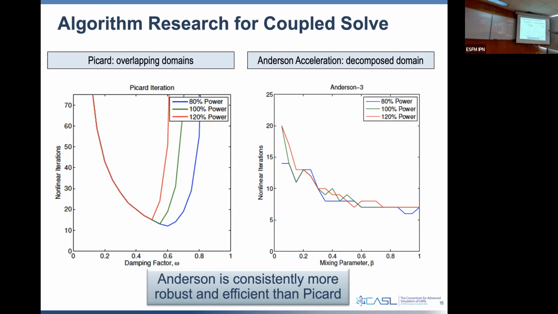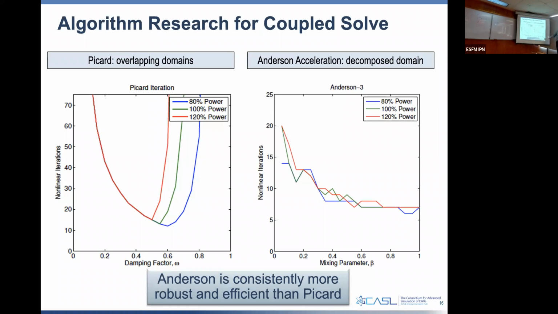And when we looked at each of these different powers, independent of what that mixing fraction was, it was consistently converging. Every single time, it was always converging, with a smaller total number of iterations, pretty much always. So there was no concern about getting into a state where I can no longer converge because the power changed. And so it was far more robust.